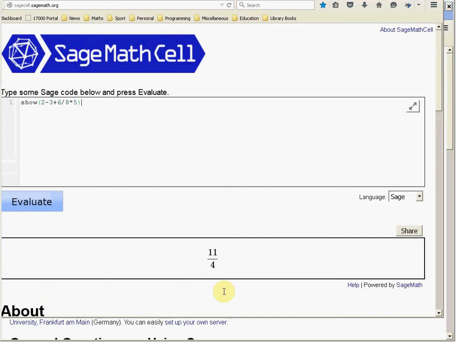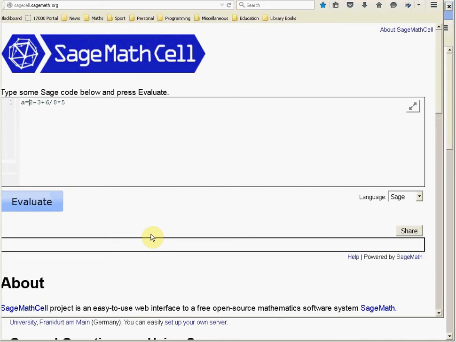Now, one of the advantages of using a computer algebra system is that instead of having that calculation each time, I can label that calculation. So I can go, A is equal to that. Now, if I hit shift enter, I get nothing in the output cell because all I have asked Sage to do is to assign that calculation to A. So to actually see the calculation, I have to go A. And there's my answer, 11 on 4.